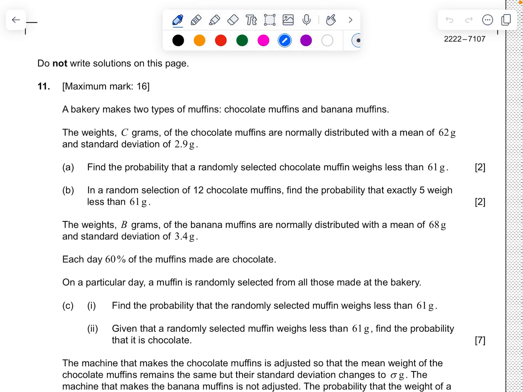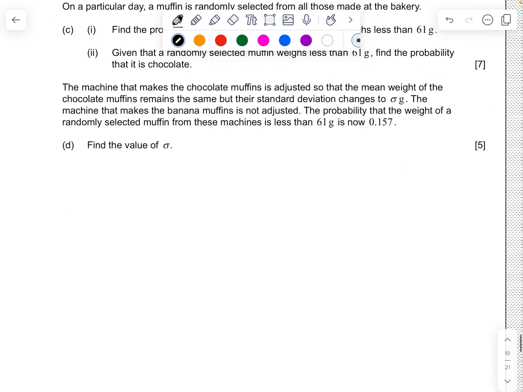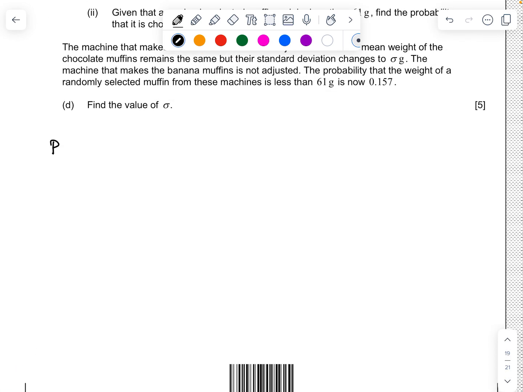So welcome, this is IBDP AAHL, paper 2 of May June 2022, question number 11. A bakery makes two types of muffins, chocolate muffins and banana muffins. The weight C grams of chocolate muffins is normally distributed with mean 62 and standard deviation 2.9. Find the probability that a chocolate muffin weighs less than 61 grams. So, probability of C less than 61 grams.